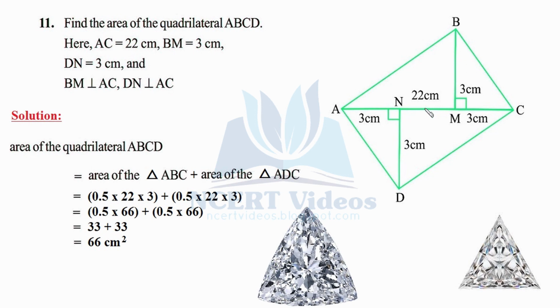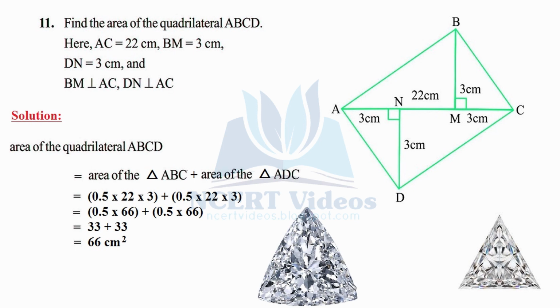The area of triangle ABC is half into base, which is this complete AC, given as 22 centimeter, into height, which is 3 centimeter. So 0.5 into 22 into 3. For triangle ADC, again 0.5 into base, AC is common, 22 centimeter, again height is 3 centimeter. Now solve it. 0.5 as it is, 22 into 3 is 66, the same thing here. Half of 66 is how much? 33. Half of 66 is 33. Add it, 66 centimeter square.